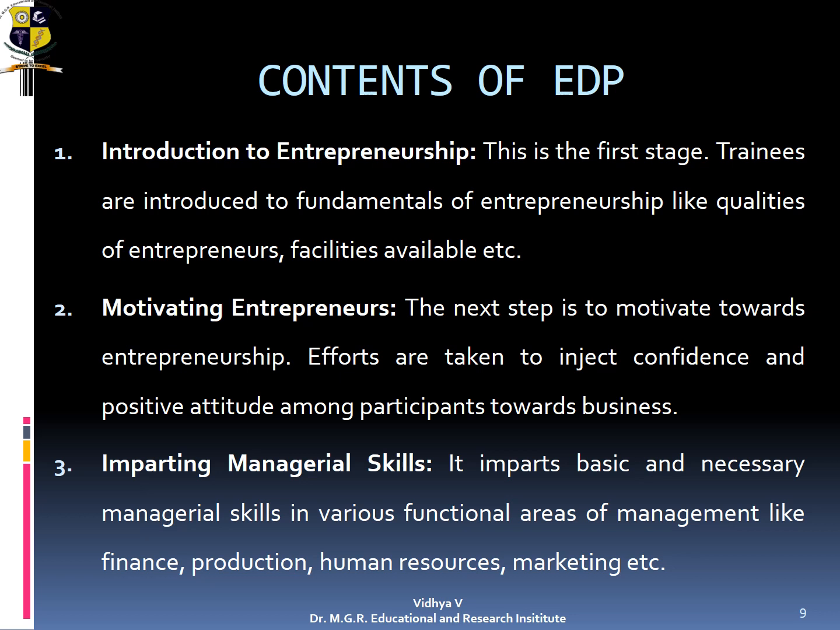So what are the course contents, or rather the course curriculum, of EDP? In India, the course contents are uniform. They are in line with the objectives of EDP. The duration of the training program is usually 4 to 6 weeks, and the ideal number in a group would be 30 to 35. It consists of 6 inputs, namely, the first one is Introduction to Entrepreneurship.